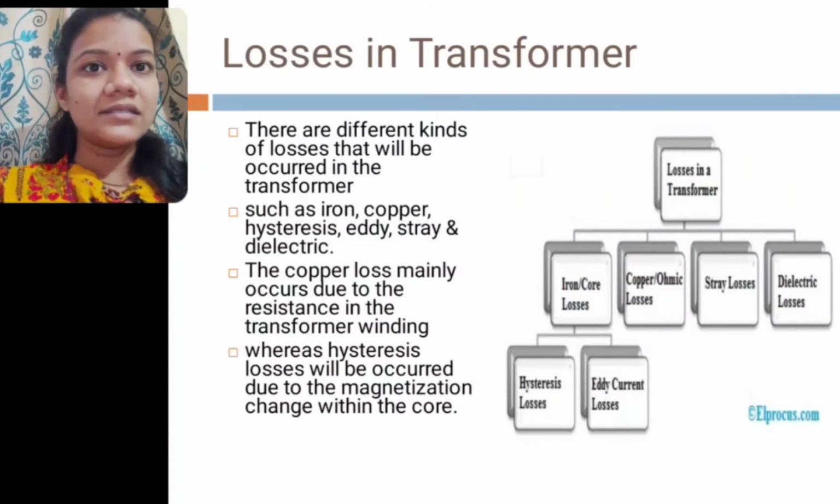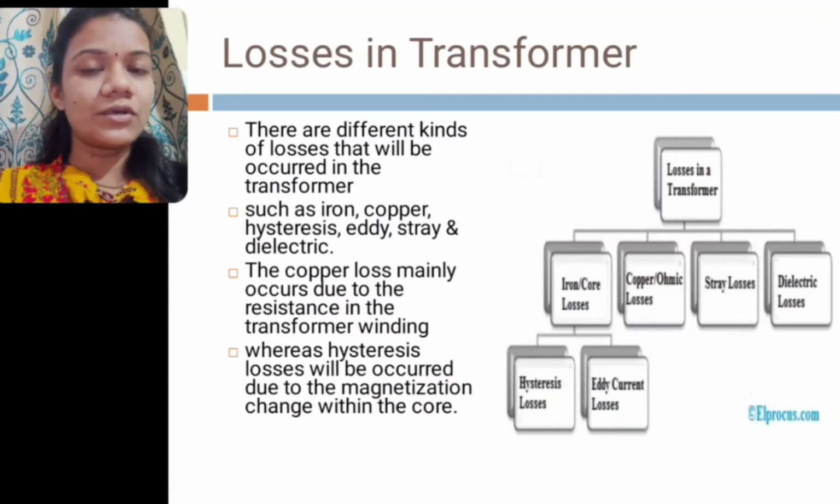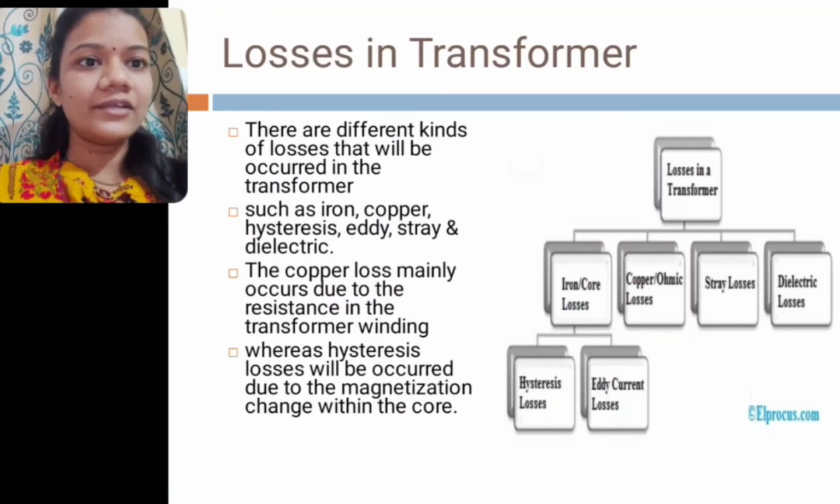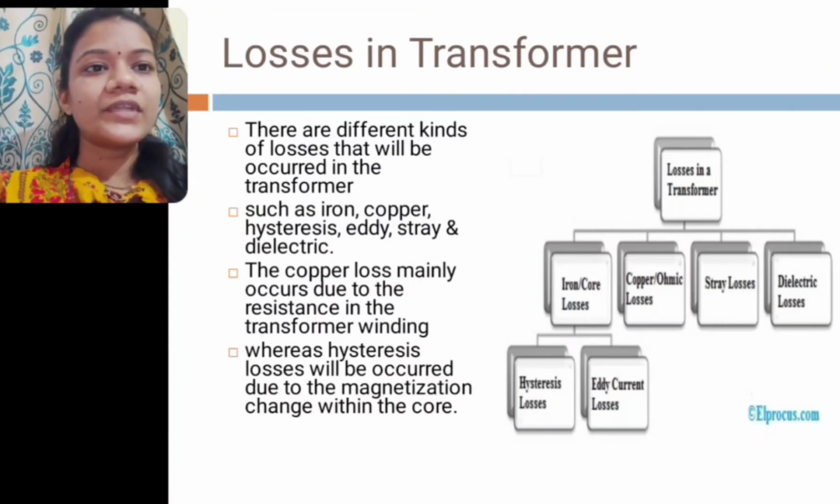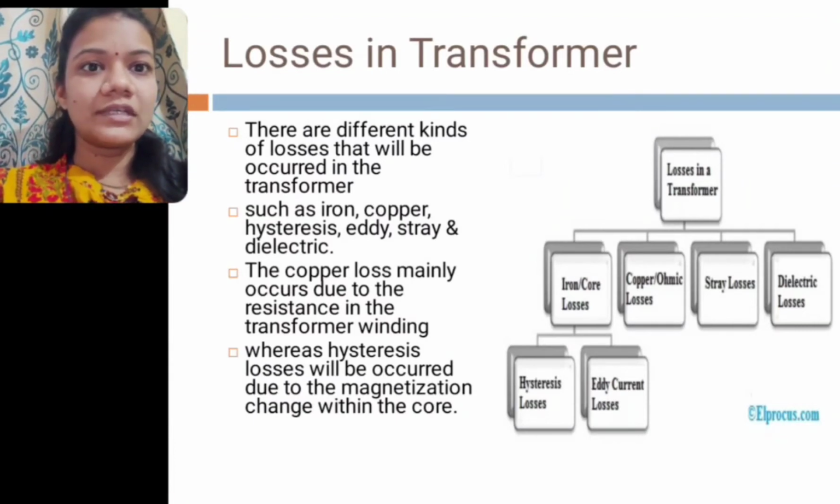As shown in the image, the losses in a transformer are categorized into four types: iron or core losses, copper or ohmic losses, stray losses, and dielectric losses. Iron or core losses are further divided into hysteresis loss and eddy current loss. So these are the losses which occur in a transformer. Now we are going to see each particular loss.